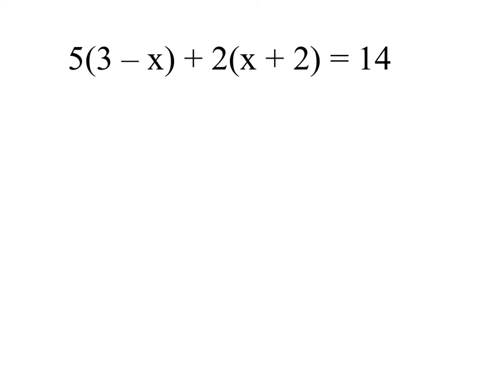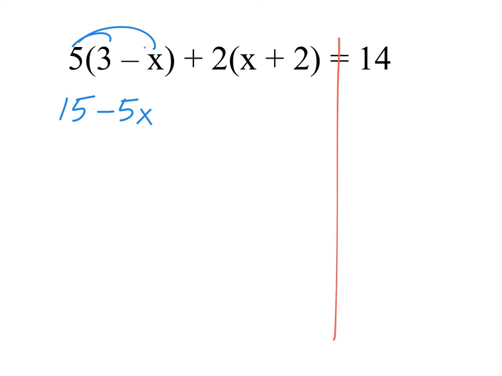Last one, you actually have two sets of distribution. You're distributing this 5, which gets us 15 minus 5x. There's a 1 here. And you're distributing the 2. Again, there's a 1 here as well. Well, that gets you plus 2x plus 4. And this all equals 14.